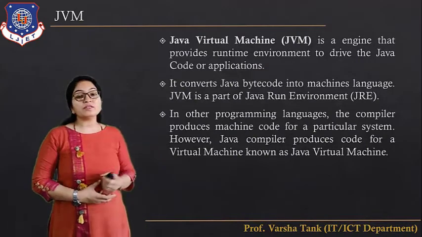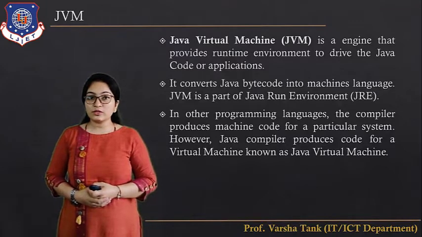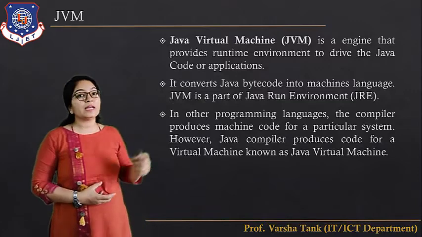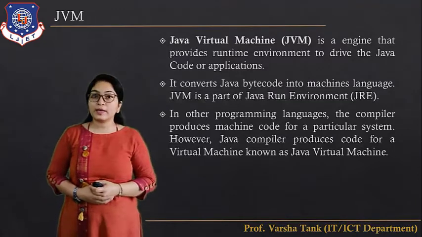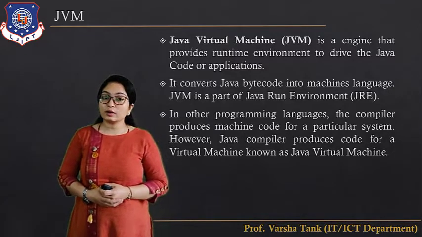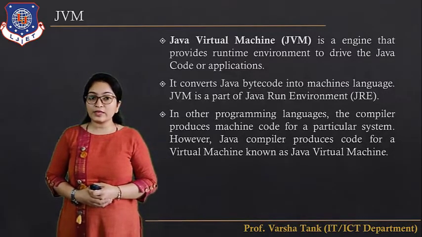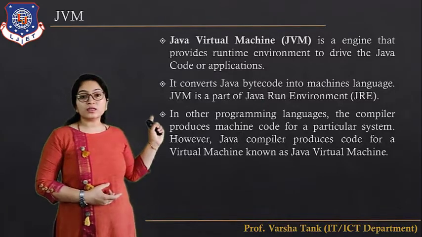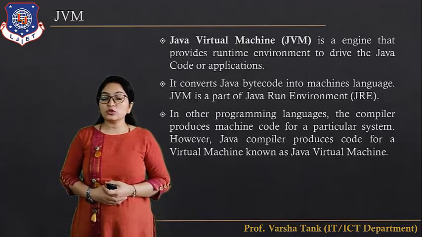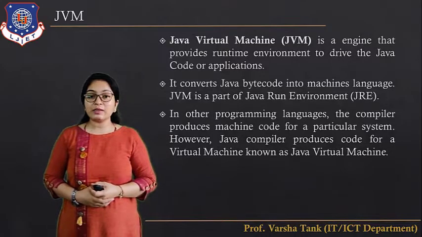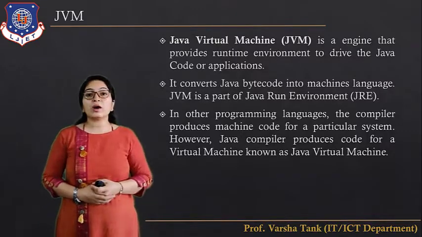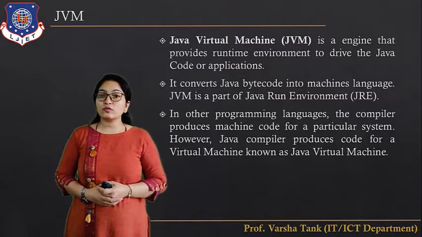Okay, so what is JVM? JVM stands for Java Virtual Machine. It is the engine that provides the runtime environment to drive the Java code or applications. What is the responsibility of the JVM? JVM converts the bytecode into machine code, so it can be understood and executed by the machine. JVM is a part of the Java Runtime Environment. Okay, so JVM is a part of the JRE.